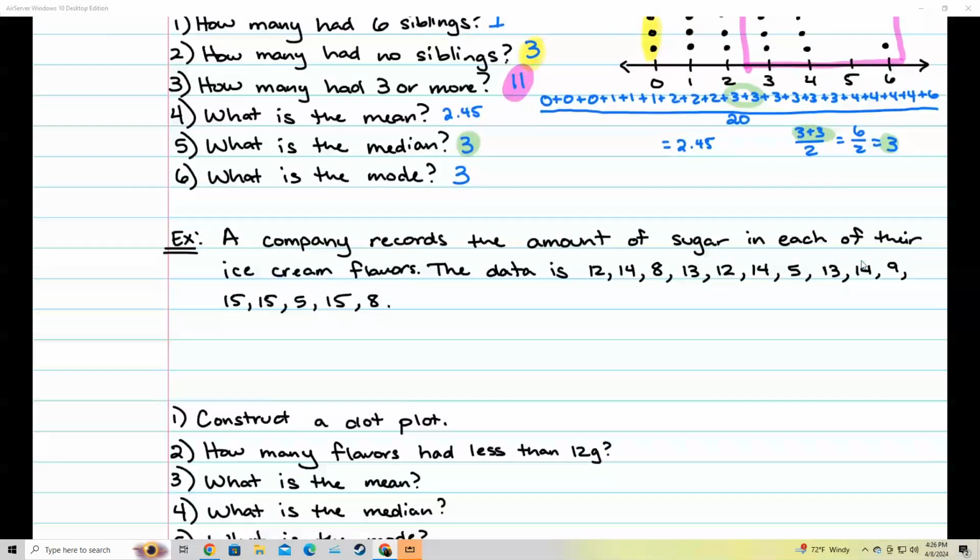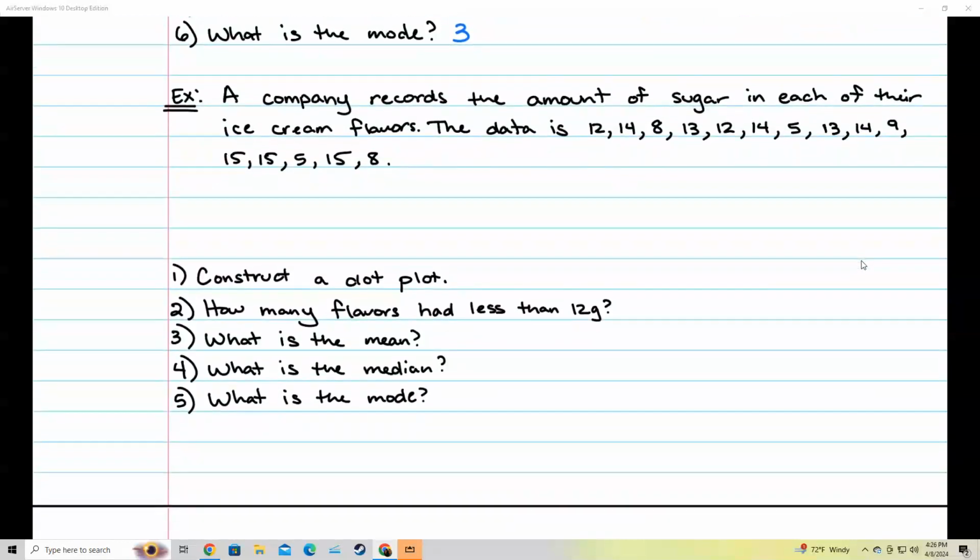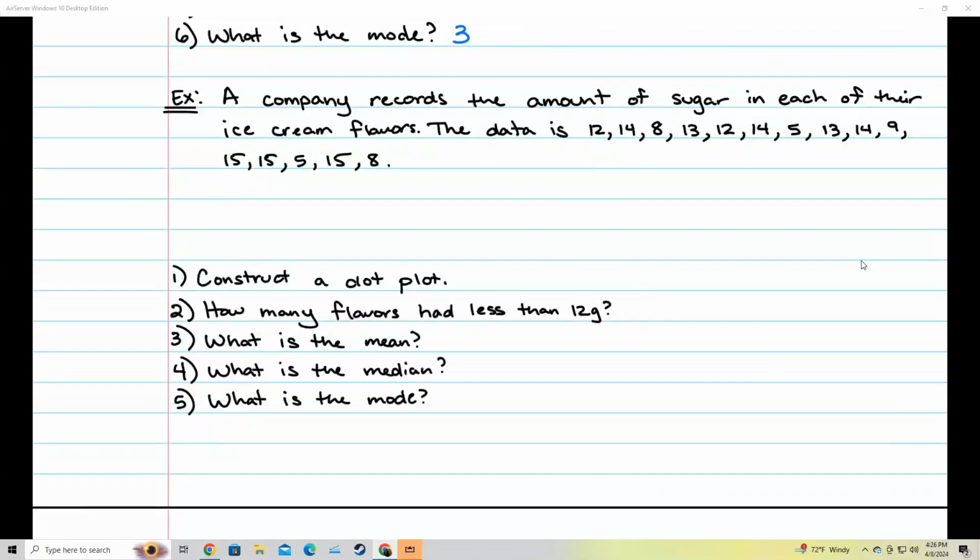Okay, we're down to our last example. This is going to finish out our notes. It says a company records the amount of sugar in each of their ice cream flavors. The data is 12, 14, 8, 13, 12, and you see the rest of the numbers. And you construct a dot plot. How many flavors had less than 12 grams? What is the mean? What is the median? What is the mode?